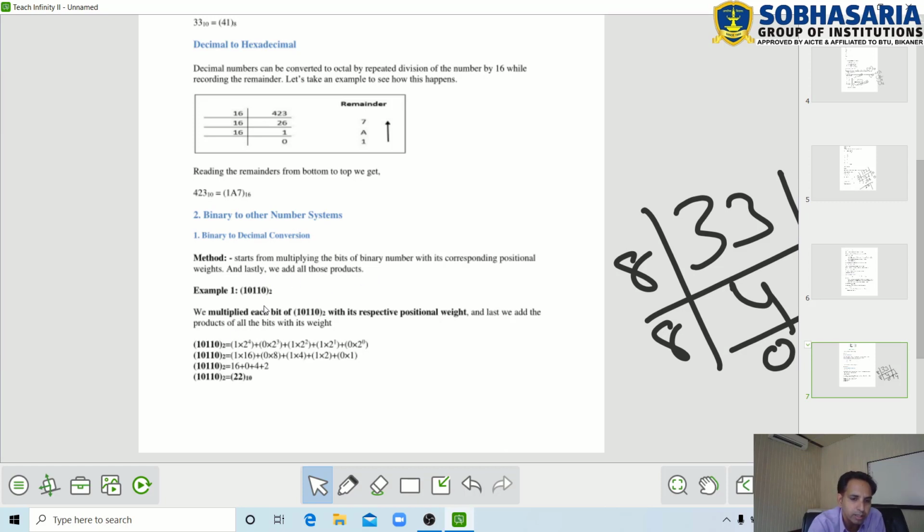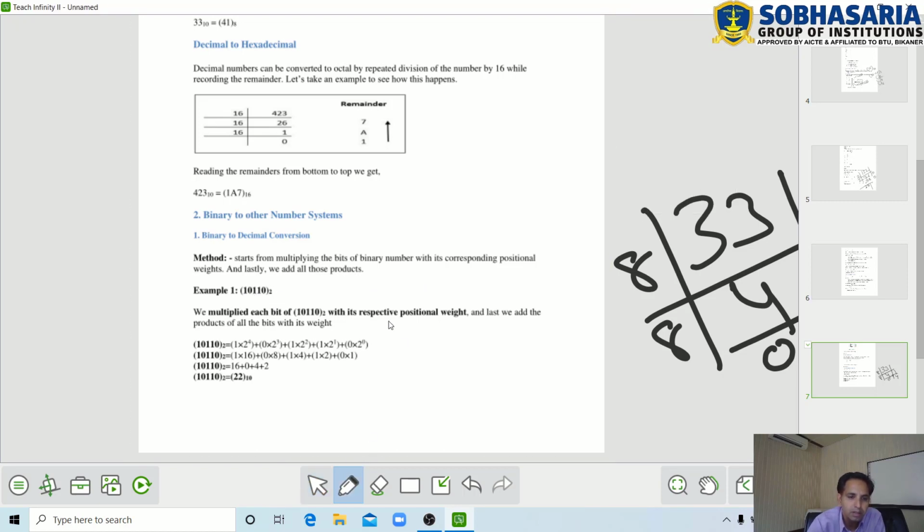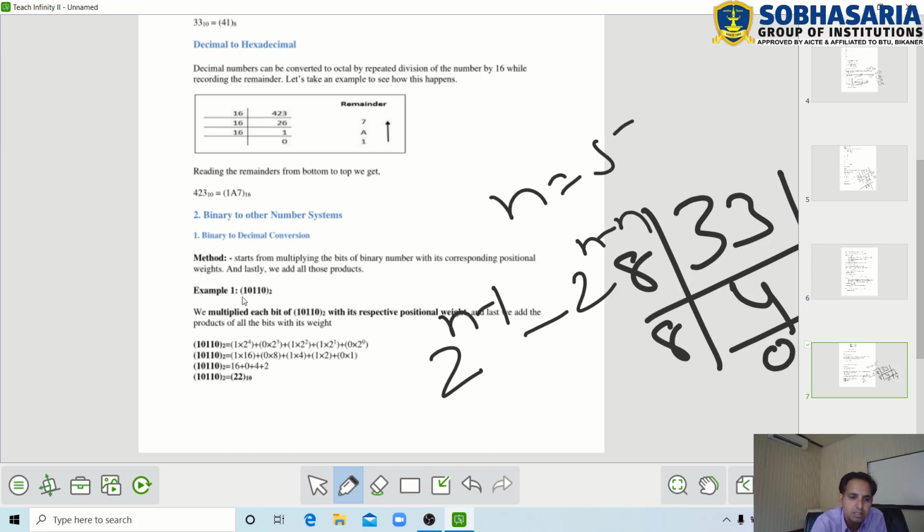How do we calculate the corresponding positional weights? We count the number of bits: 1, 2, 3, 4, 5. So we multiply each bit with 2 raised to power n minus 1 down to 2 raised to power n minus n. Here n is equal to 5, the number of digits, the number of bits is 5.